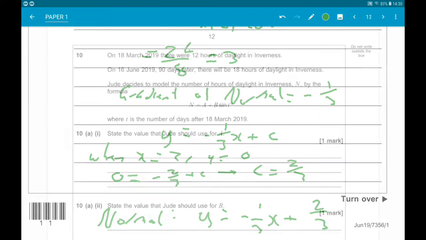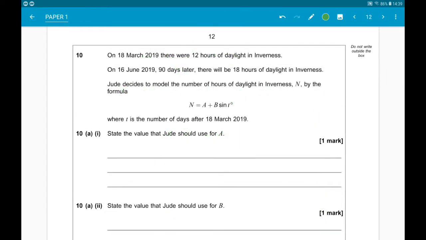Boom. Okay, number 10. On the 18th of March 2019, there were 12 hours of daylight in Inverness. On the 16th of June 2019, 90 days later, there will be 18 hours of daylight in Inverness. Jude decides to model the number of hours of daylight in Inverness n by the formula n equals a add b sine t, where t is the number of days after the 18th of March 2019.